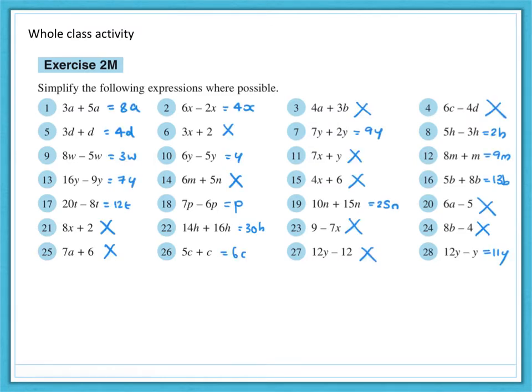So here are the answers, and anything with a cross next to it is an expression that cannot be simplified because the terms are unlike terms. We can only collect together like terms. So just to emphasize this point once more, look at example 1. You have 3a and 5a. They are like terms. They can be collected. Look at a different example. Let's say number 14, 6m plus 5n. These are unlike terms, m and n, so this cannot be simplified any further.